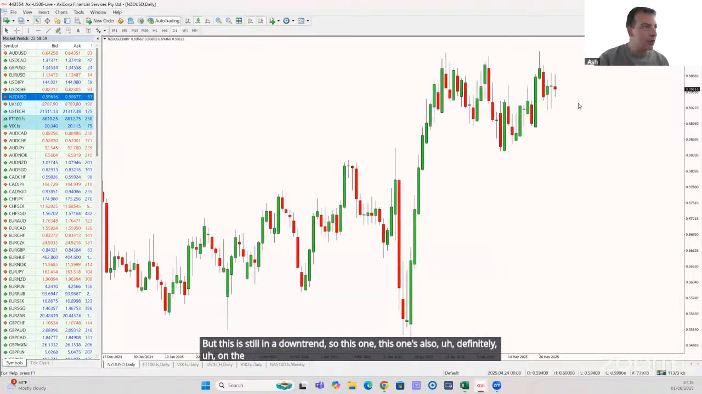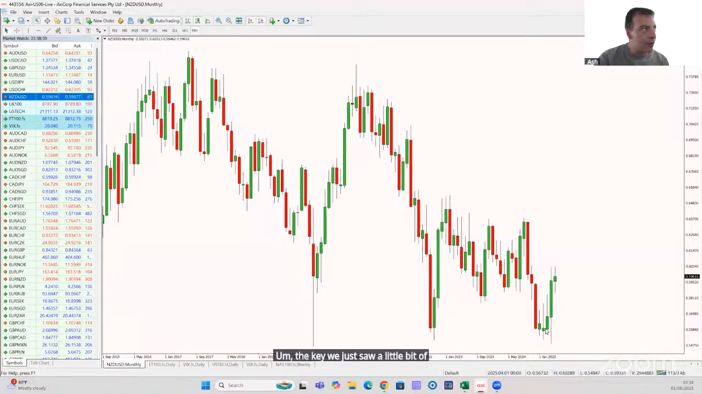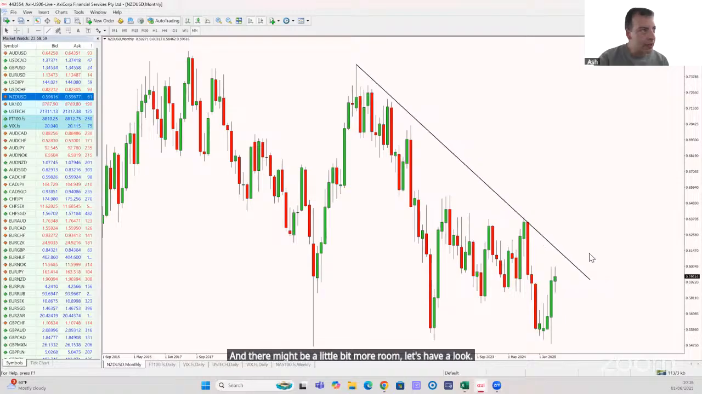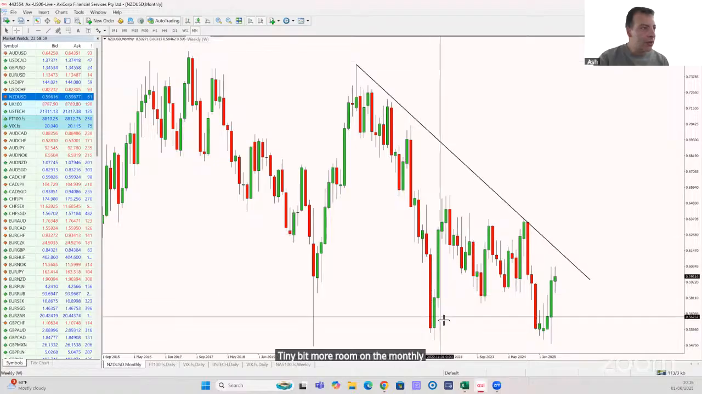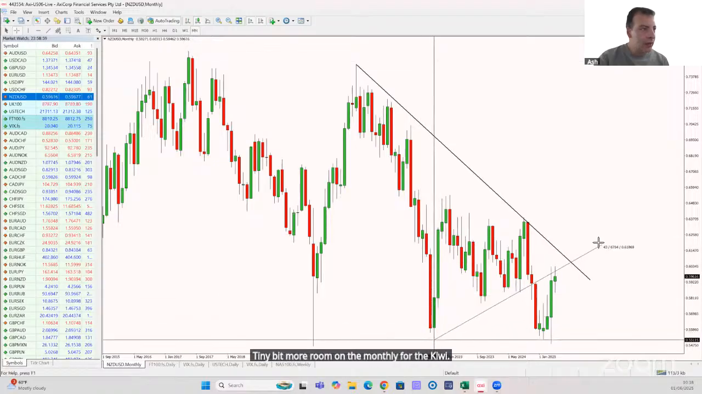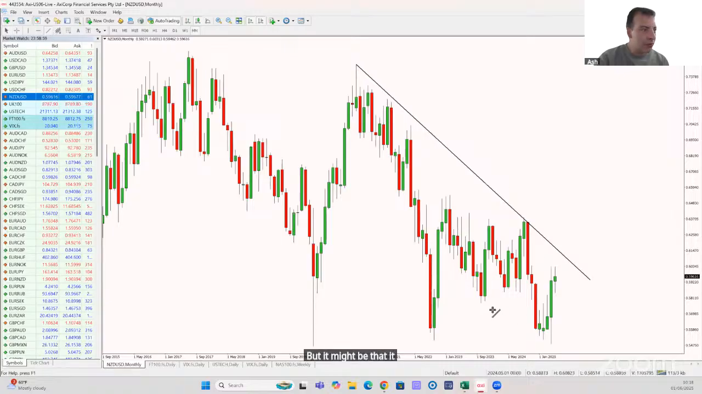Now finally we'll do the Kiwi. And the Kiwi just saw a little bit of upside come in over the last month, and there might be a little bit more room. Let's have a look. Yeah, that looks okay, doesn't it? Tiny bit more room on the monthly for the Kiwi. And this trend line, it's a bit of an issue, that level there. But it might be through this level here.